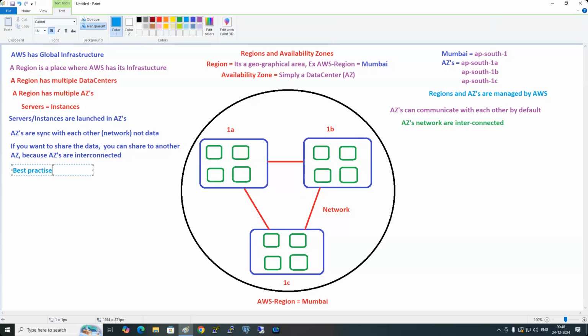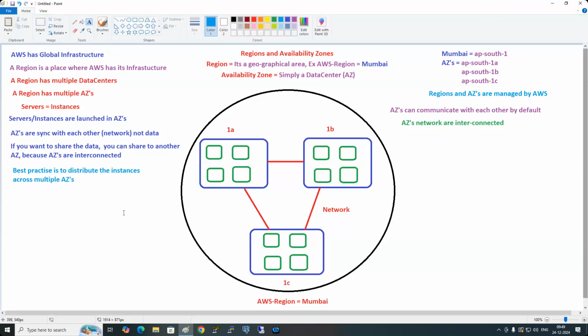Best practice is to distribute the instances across multiple availability zones. Say that again, across. That wording is important. So read that line again. Best practice is to distribute the instances across multiple availability zones. Across multiple availability zones is very important to know, because the terminology is very important.